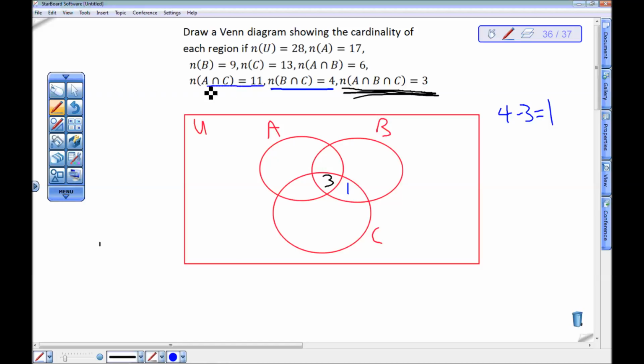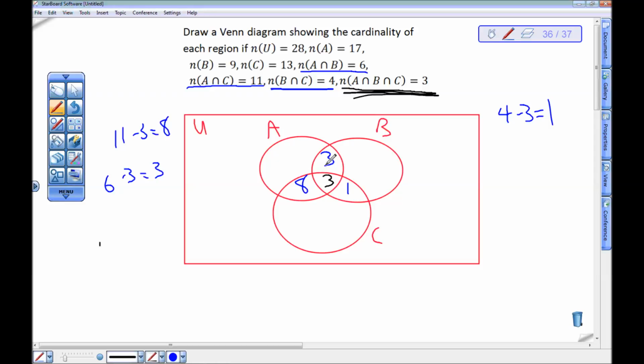So let's look at our next one. A intersect C is 11. Well, I already have 3 of those taken care of, so I need an 8 right here. That means I need an 8 to go with that 3. A intersect B is 6. 6 minus 3 gives me 3. So I need a 3 right here. Now A intersect B is 6.